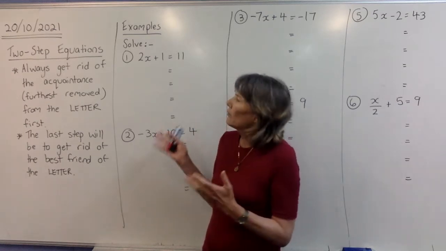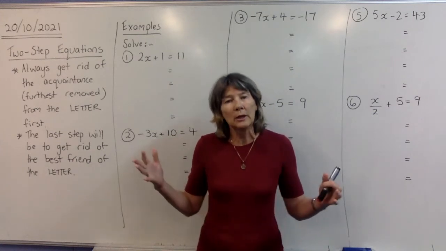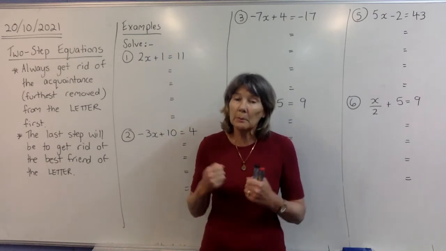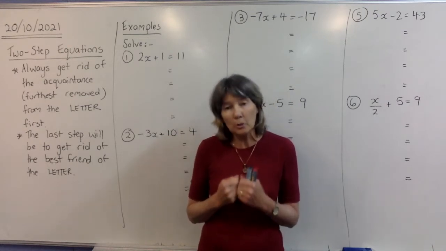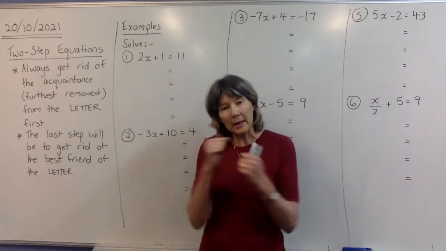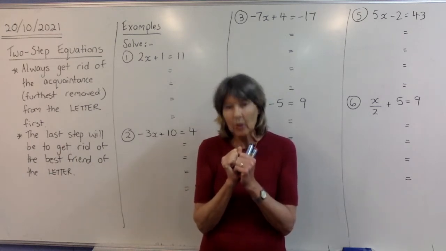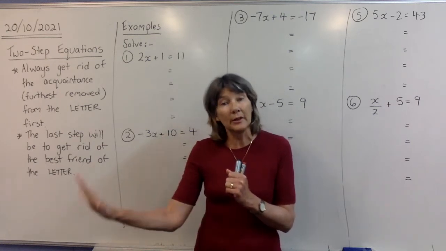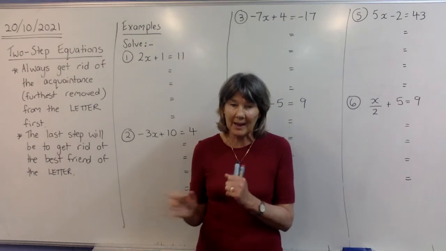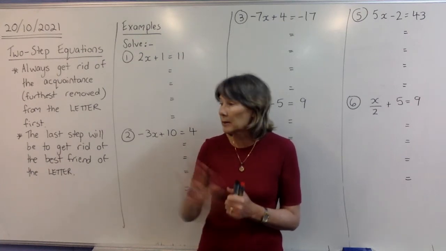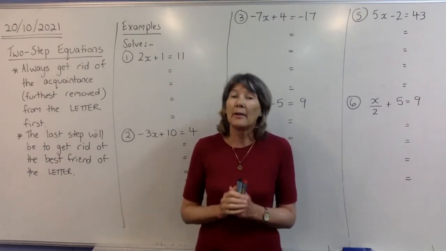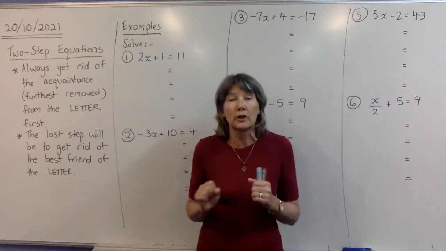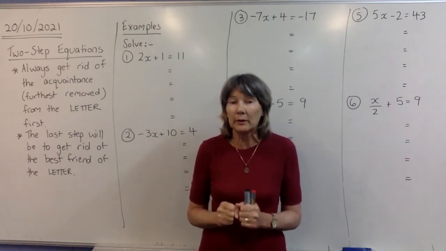So I want you to think of it a little bit like that. If you're just doing it based on people you like, you're going to keep your best friend with you as long as you possibly can. So we're going to keep the best friend of the letter with him all the way to the end of the equation. We're going to get rid of the number that is furthest removed from the x, like his acquaintance. We're going to move him out first, and then keep your best friend with you as long as you can, but in the end, you're going to have to get rid of him as well so that you can be on your own, so the letter can be on its own.